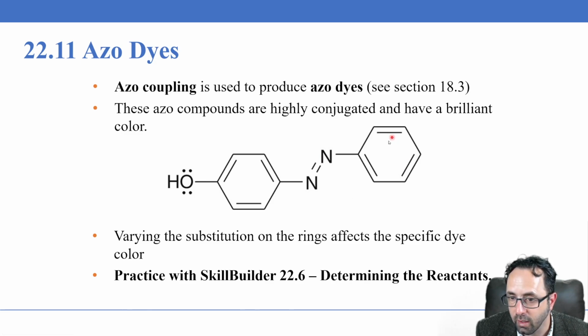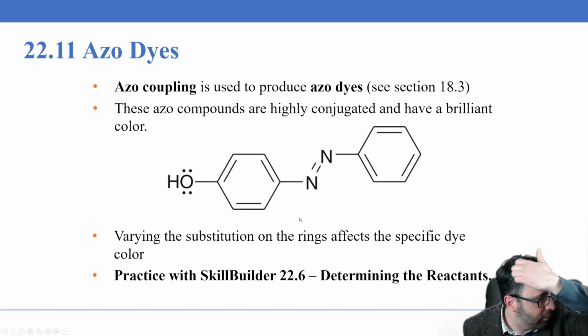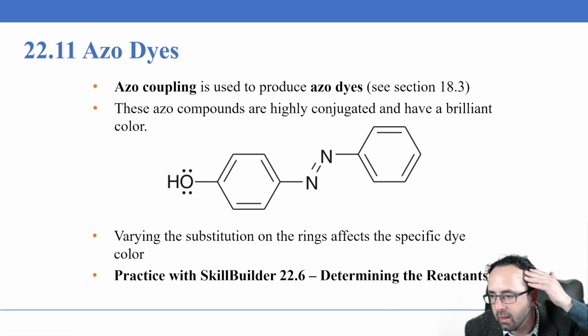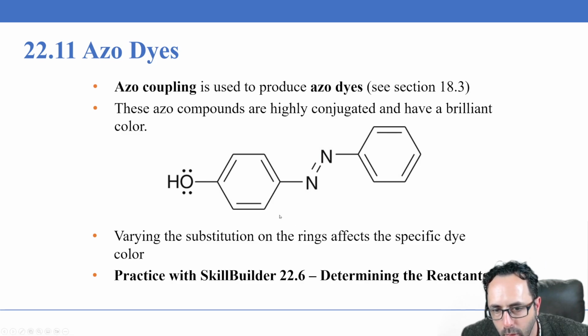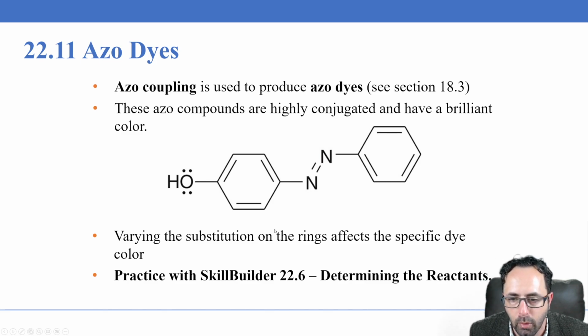We have double, single, double, single, all the way around this. So immense resonance stabilization, meaning that the wavelength of light that's absorbed is longer and longer, or lower and lower in energy, thus moving from the ultraviolet range into the visible range, and thus providing a color.